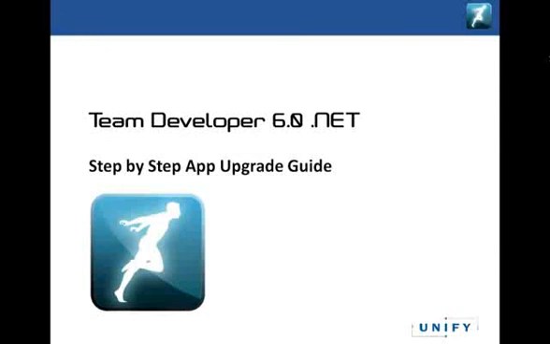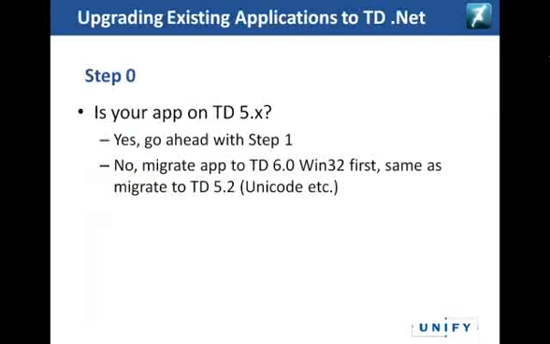So here is the step-by-step upgrade guide. The initial step that you have to take, which I call step 0, is: is your application on TD 5.x? If yes, this step 0 is nothing to do for you. If no, if you're still on 1.x, 2.x, 3.x, 4.x, then you need to migrate your application to TD 6.0 Win32 first.